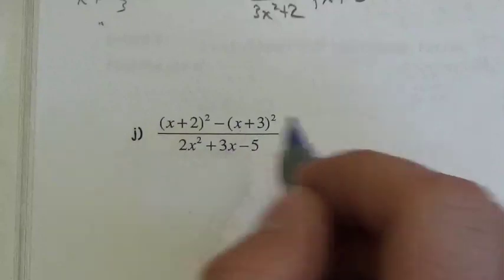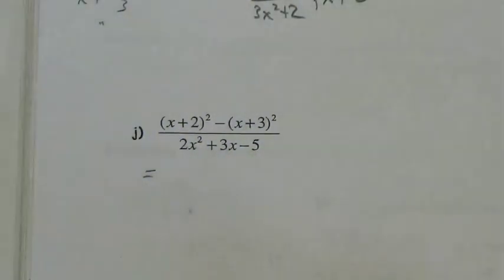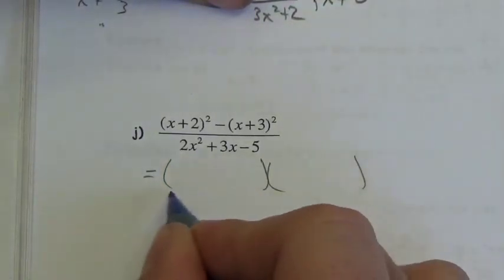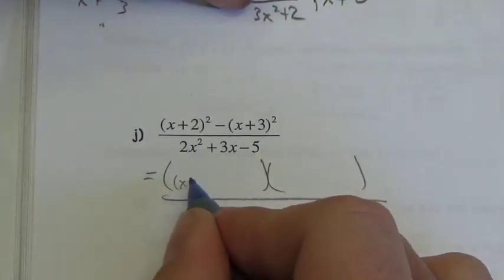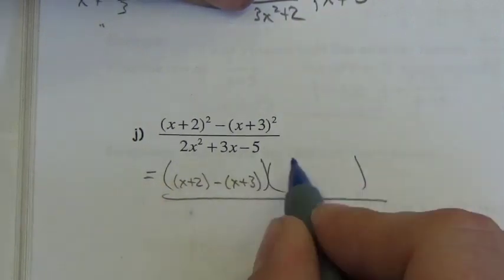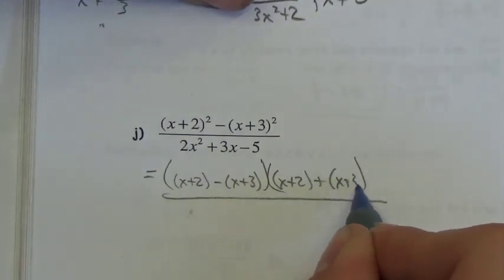(x + 2)² − (x + 3)². Okay, well, that numerator is a difference of squares. It's a little complicated, but it's a difference of squares. That is going to be (x + 2 − (x + 3))(x + 2 + x + 3).